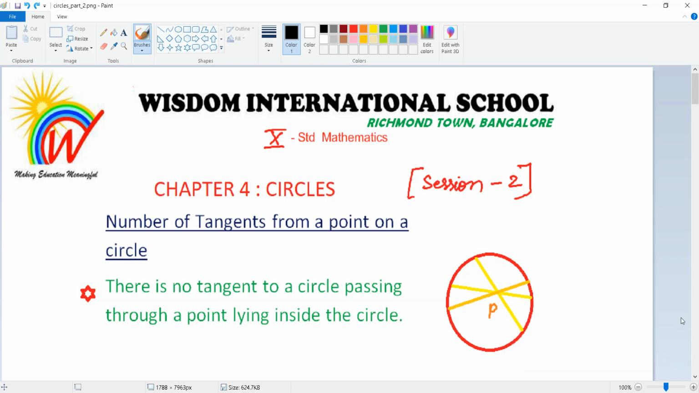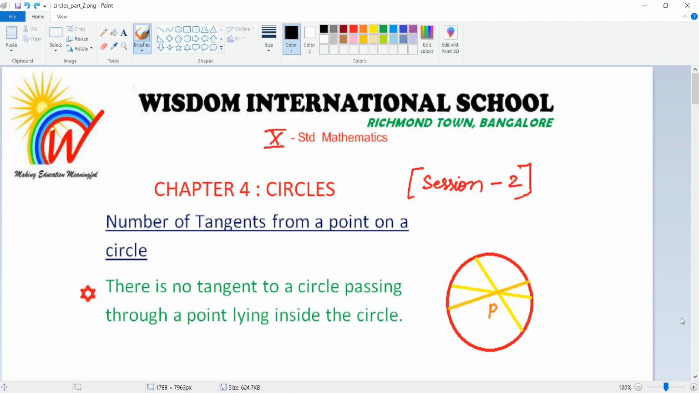So children, we are going to continue this chapter, circles. This is the second session in circles. Earlier in session 1 we learnt what tangents are, and we even learnt one theorem which said that the radius and the tangent, when they meet at a common point, always meet perpendicularly, right? That was the theorem we learnt in the previous session.